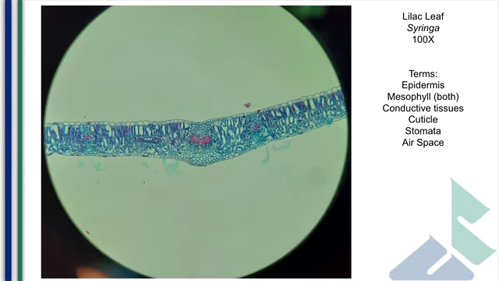We see a cuticle layer, a waxy layer that gives the top of the leaf as well as the bottom of the leaf a little bit of a shadow. We see some stomata. We'll take a closer look at those in a second. And of course, we have our air spaces in our spongy mesophyll.